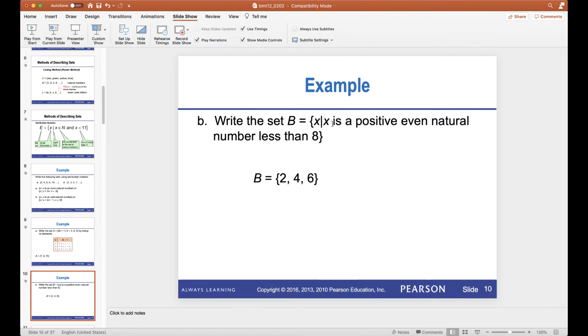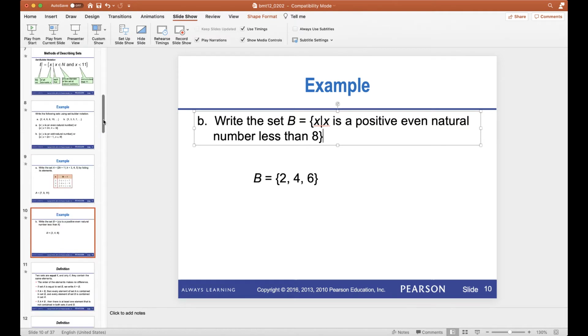Okay, this one says write the set B equals X such that X is a positive even natural number less than 8. Again, you have to follow the rules here: positive, even, natural number. Positive, of course, we're starting out with 0. Even natural number, so we start with 2, 4, 6, and it has to be less than 8, so you would stop there. Okay.